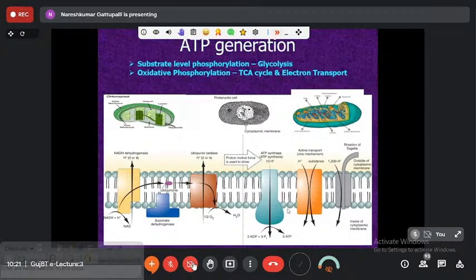Whereas in the case of animals and plants, ATP is generated predominantly in mitochondria, and in plants it is chloroplast. But in plants, depending on the cell types and conditions, whether chloroplast or mitochondria or both are involved in the generation of ATP.